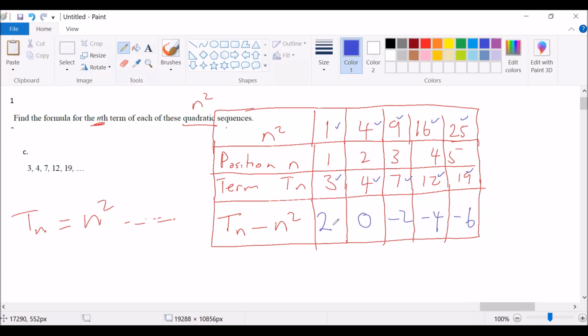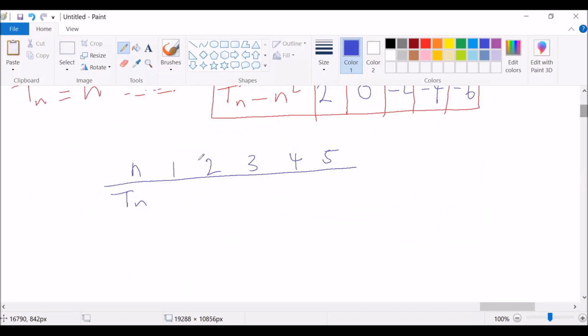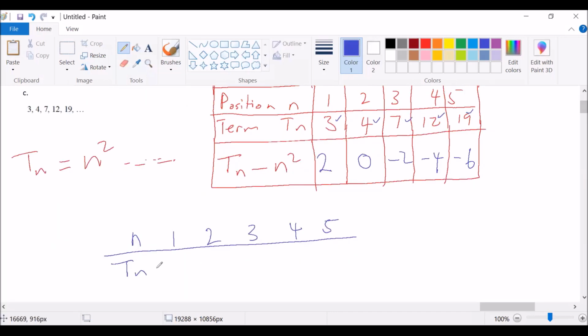Now we see these are not the same, so we have created another sequence. But bear in mind, we still have the n squared. So we go to see what this sequence is. We have n for this sequence and Tn being this sequence now. We have positions 1, 2, 3, 4, 5. At position 1, we have 2. At position 2, we have 0. At position 3, we have minus 2. At position 4, we have minus 4. At position 5, we have minus 6.